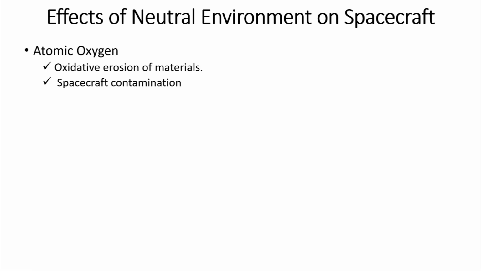We have seen that spacecraft contamination is done because of outgassing. Now, we will see, along with the outgassing as well as the atomic oxygen attack, how the contamination happens. Then there is a phenomenon called the glow phenomenon, and we will explain what the glow phenomenon is and how it happens. So, this is about the atomic oxygen.